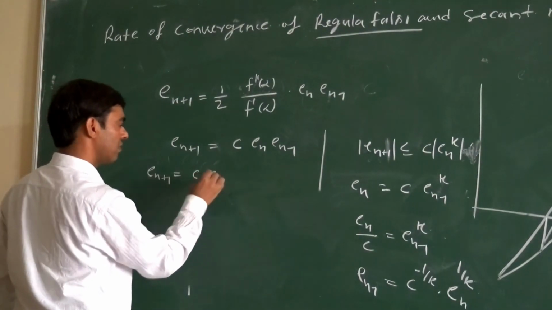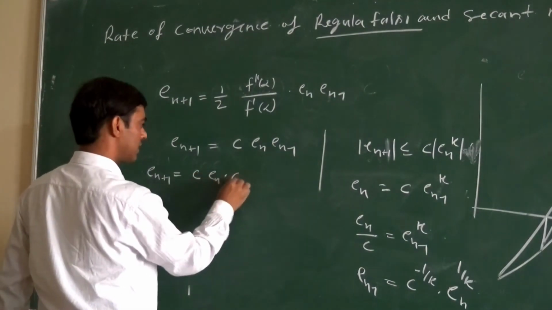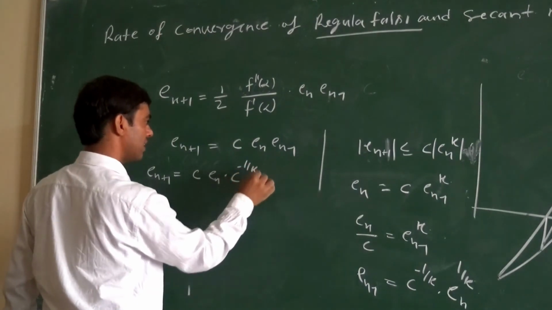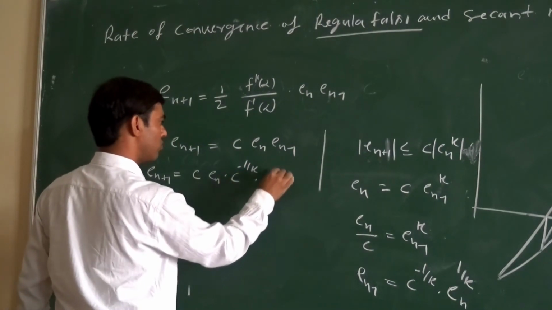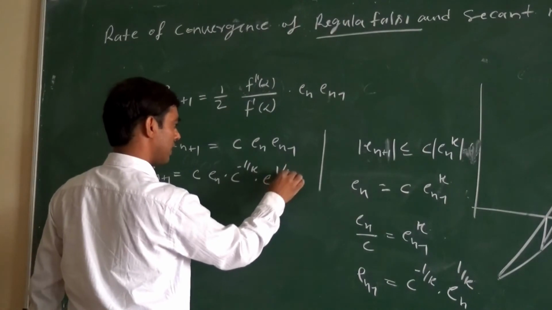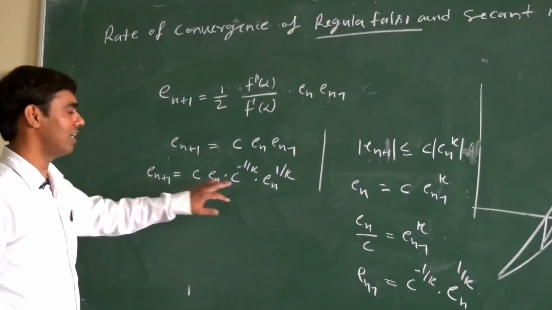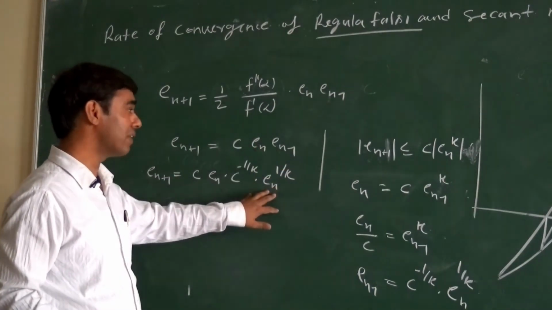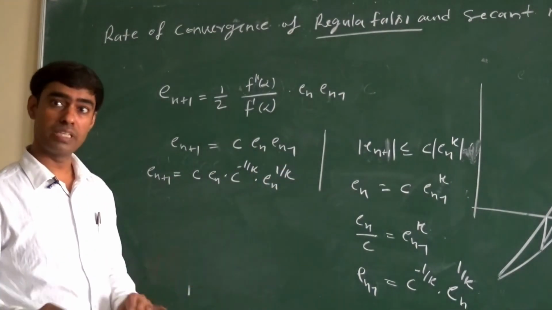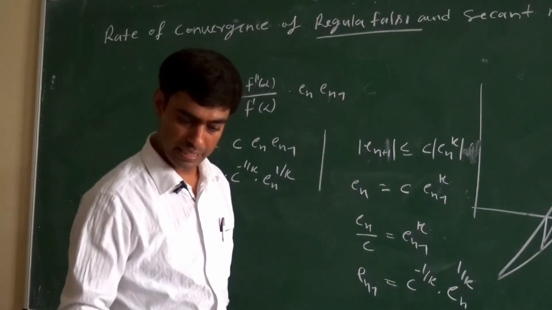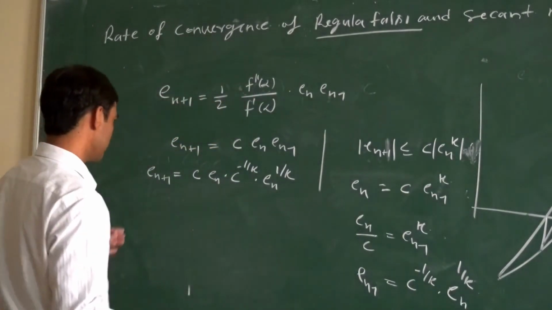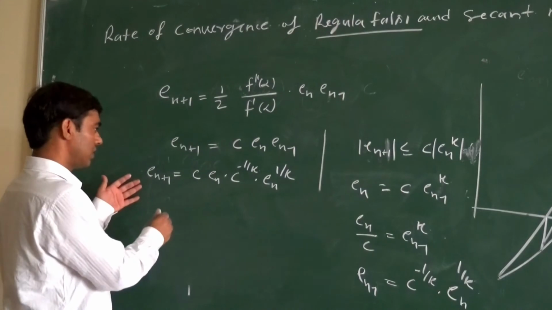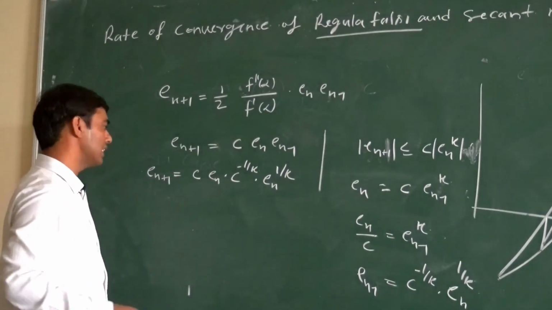e_{n+1} equals c e_n into c to the power minus 1 by k into e_n to the power 1 by k. Why do we write e_{n-1} in terms of e_n here? Because we try to find the relation between e_{n+1} and e_n. So now, this one is a relation between e_{n+1} and e_n.